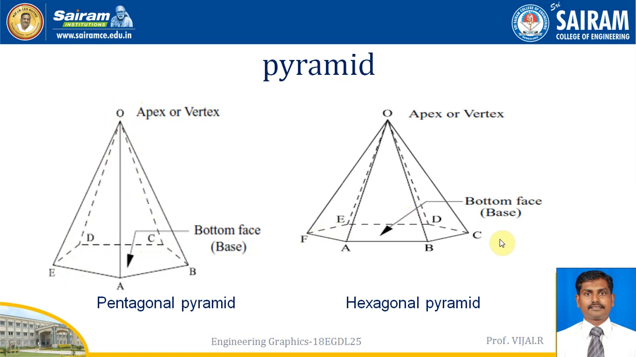Like this. In this case, we can see FO, AO, BO, CO, but we cannot view EO and DO, but they should be shown as hidden lines. This is the importance of hidden lines. It is needed for solving the problem. So we have seen what a prism and a pyramid are.